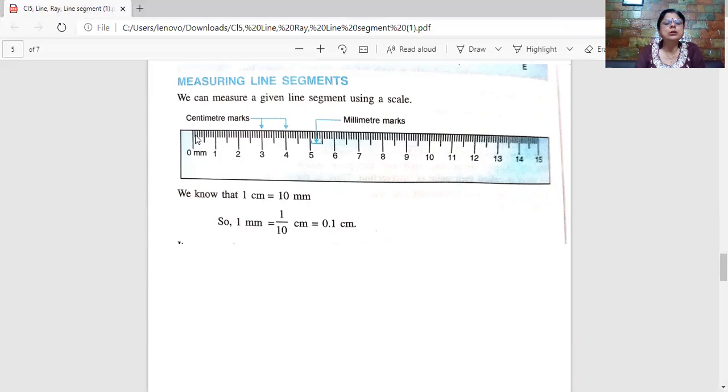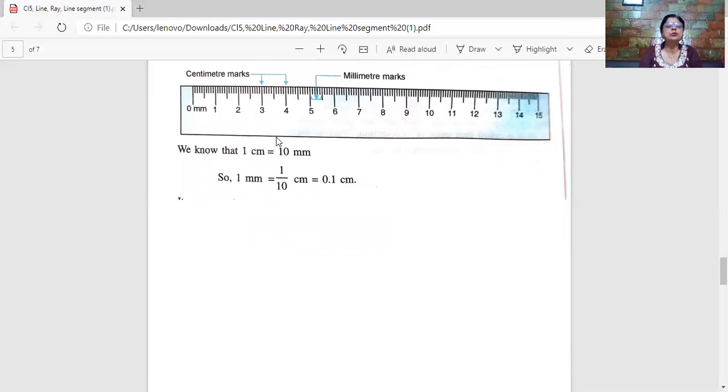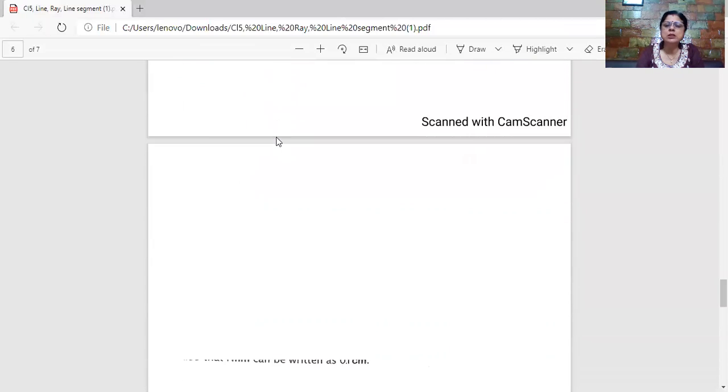So when we measure this, suppose you have to measure till here. So it will be 1.1. Suppose you have to measure till here. So it will be 1.4. Till here it's 1.5. Suppose it's here, this line. So 3.5. It's 3.1, 2, 3, 4, 5. This is 3.5. If you have to measure till here, it is 3.6. So I hope you have understood how to use a ruler to measure a line segment.